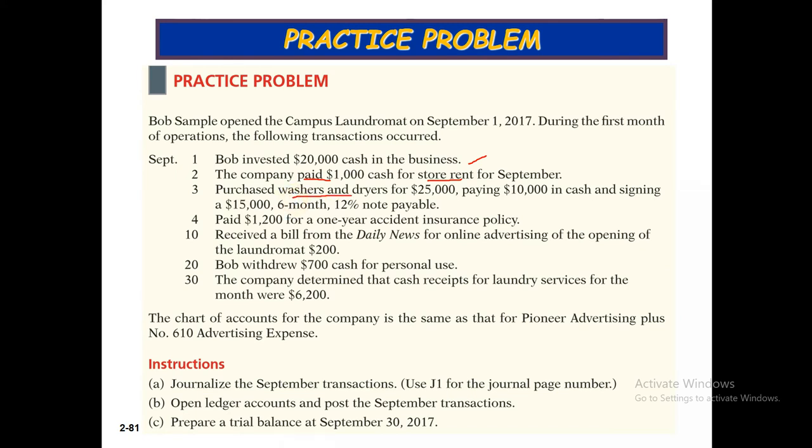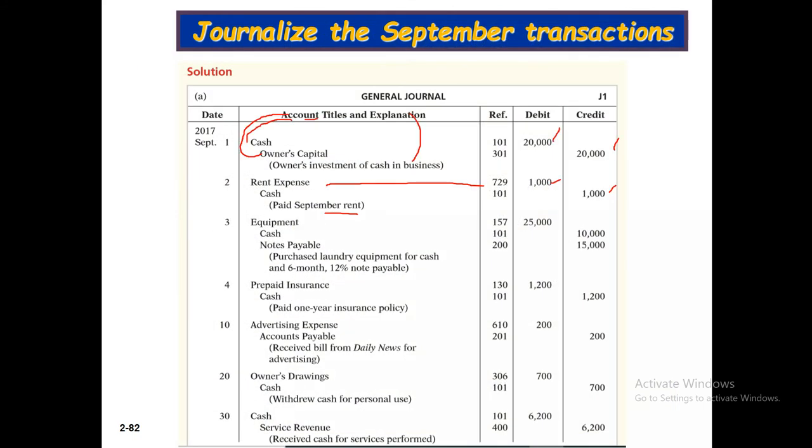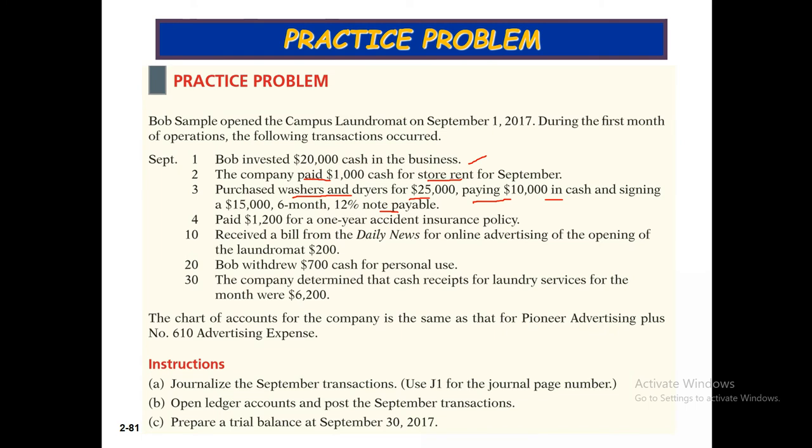Number three, purchased washer and dryers. This is equipment, 25,000 taka. So this will be equipment debit, and paying cash, that means cash will be credit, and signing a note payable. That's the note payable increase, that means liability increase, and liability will be credit. So here is the equipment debit, and cash credit. That means we are paying cash 10,000 and note payable, we will pay this amount later. So this will be our credit, that means note payable credit. And this is the brief explanation: purchase laundry equipment for cash and 6 months 12% note payable. Okay, I think everybody is clear.